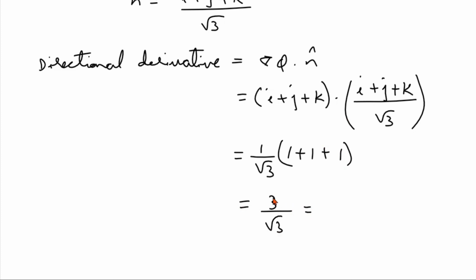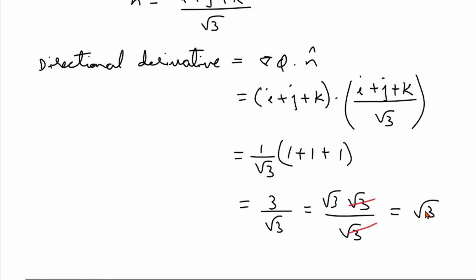If you simplify this, 3 by root 3, 3 can be written as root 3 into root 3, divided by root 3. You can see one root 3 will cancel out, and you'll be left only with the square root of 3. That will be the required solution.